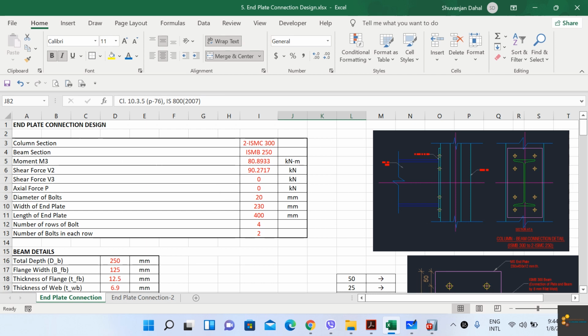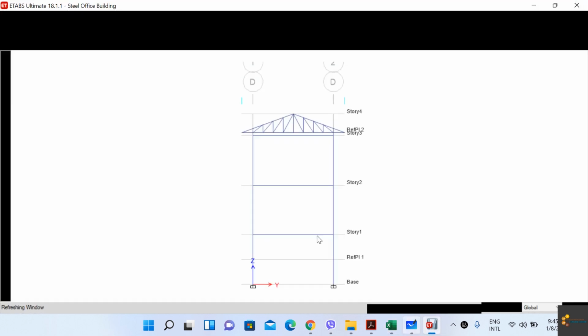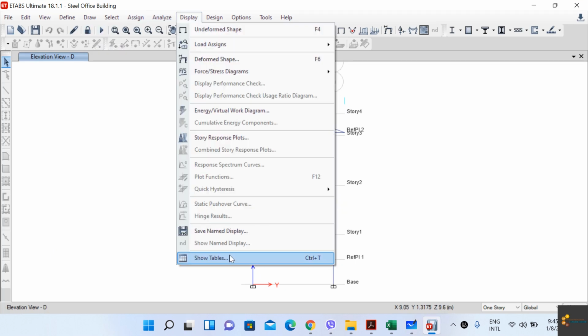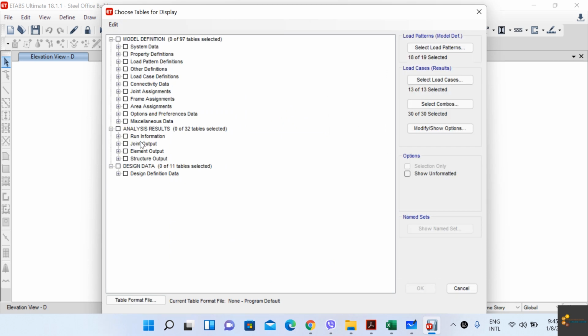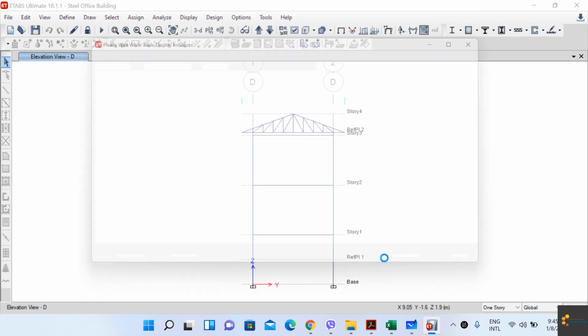So let's see some data here. Our column section is 2 ISMC 300 and our beam section is ISMB 250. So this moment and shear force that is coming onto our connection here, how can we get these values from ETABS? For that, open your ETABS model. After your analysis is complete, go to display and show tables, and under this analysis results, go to element output, frame output, and then element forces for our beams, and then click on OK.